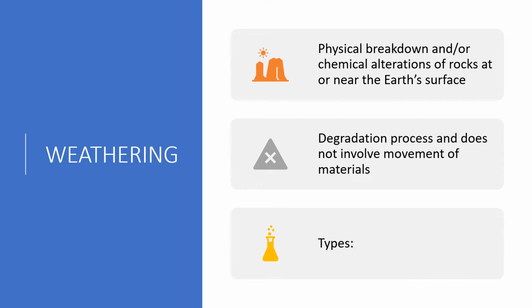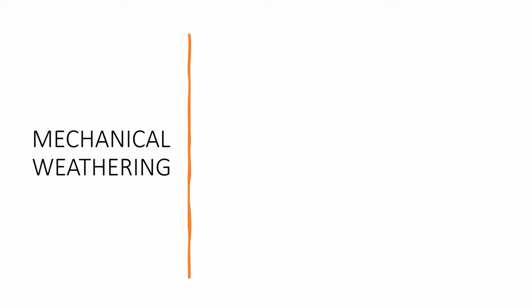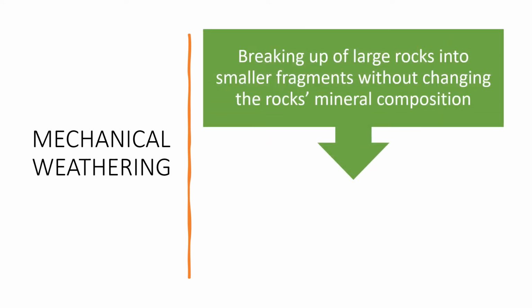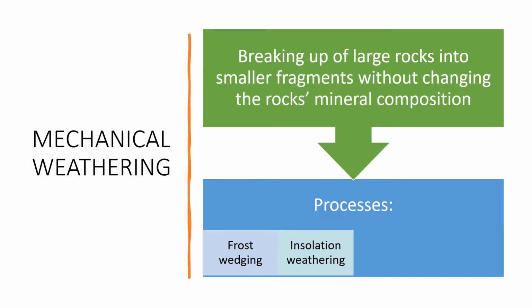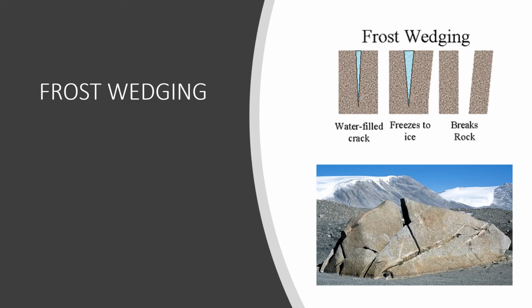There are two types of weathering. The first one is mechanical weathering, and the second one is chemical weathering. First, mechanical weathering. Mechanical weathering, or disintegration, is the breakup of large rocks into smaller fragments without changing the rock's mineral composition. There are naturally occurring physical processes that break rock into smaller pieces, and these include frost wedging, insolation weathering, unloading, and biological activity.